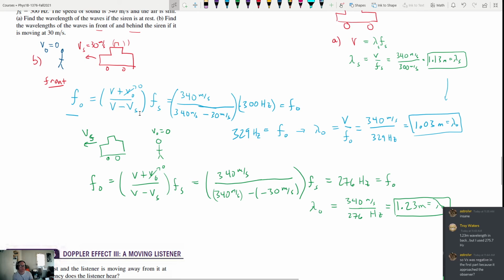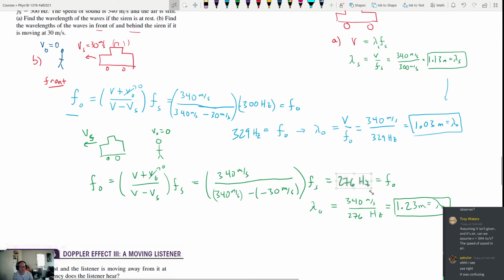So I want you to understand that for me, this is the equation. For the first part, I'm actually saying VS is positive here, right? And for the second part, I'm saying VS is negative. This is the difference between what I'm doing and what the book's doing. What the book does is it makes this number positive and it uses the opposite sign convention. I find that to be confusing because watch what happens here. Our observed frequency in the first part was bigger. It was 329 than 300, right?